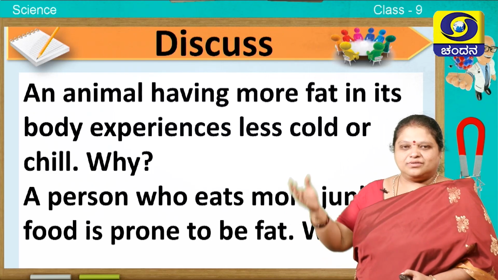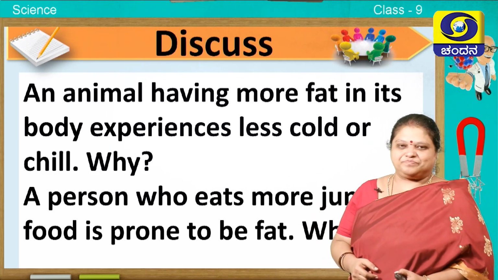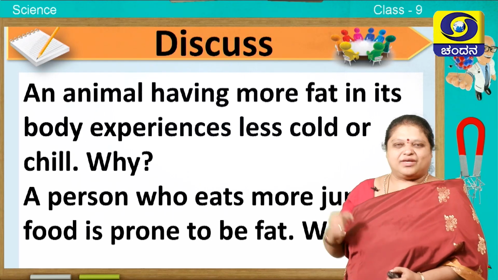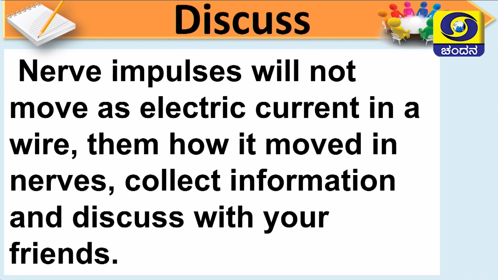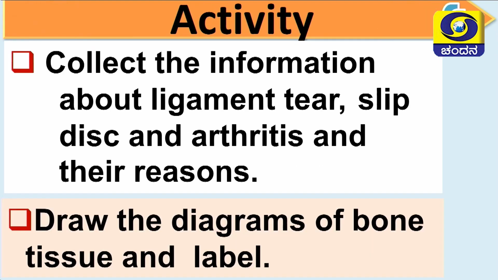Now let us come to some small parts of discussion. Let us see. An animal having more fat in its body experiences less cold or chill. Why? A person who eats more junk food is prone to be fat. Why? Think about it. Next, most important and interesting one, nerve impulses will not move as electric current in a wire. Then, how do they move in nerves? Collect information and discuss with your friends.